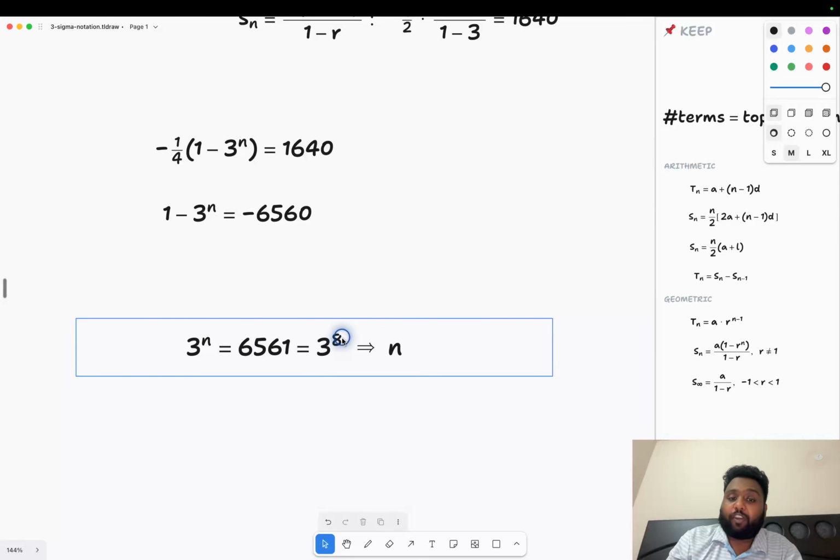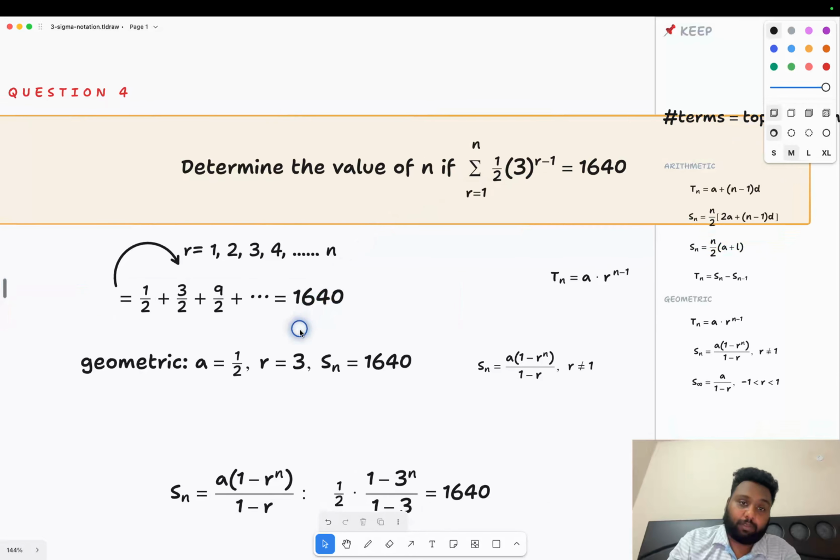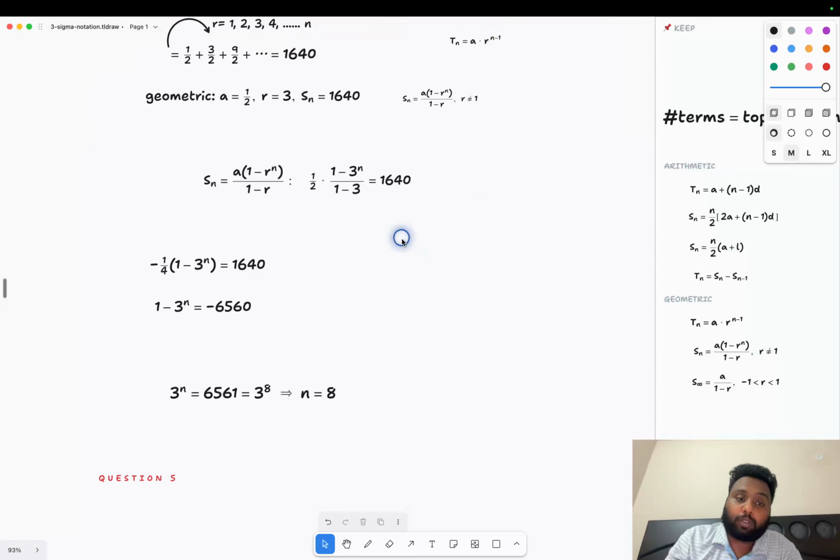3 to the power of 8 will represent 6561. Then in that case, the n is going to be 8. So how many terms do we have in this series? We have 8 terms. We had to find the value of n, which also represents the last value that we are going to substitute.